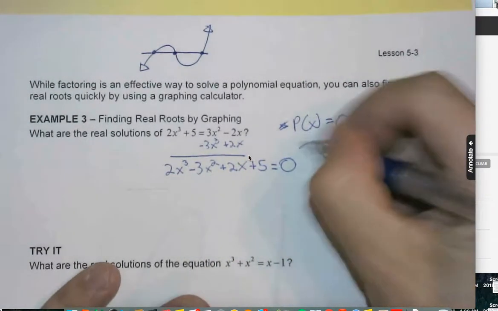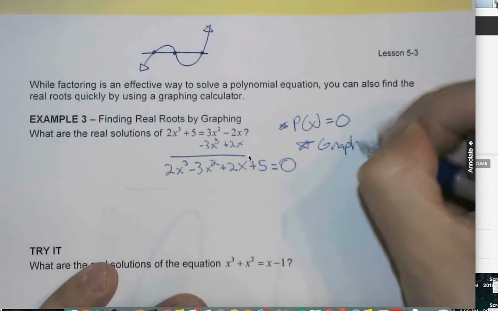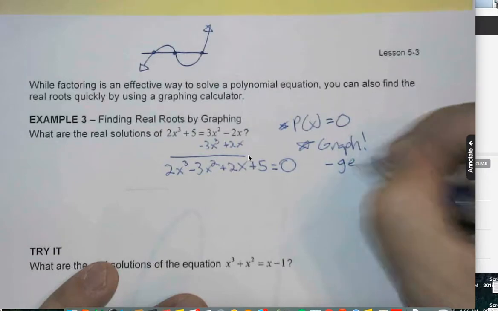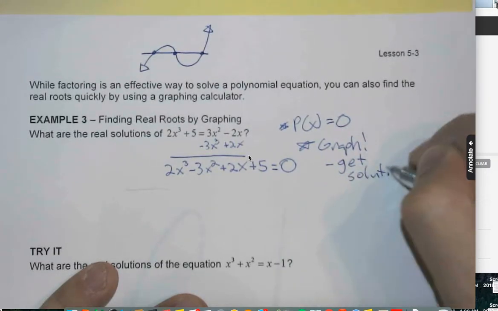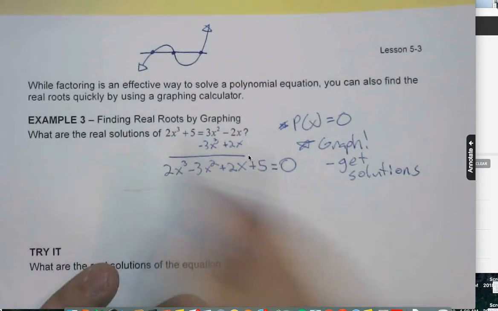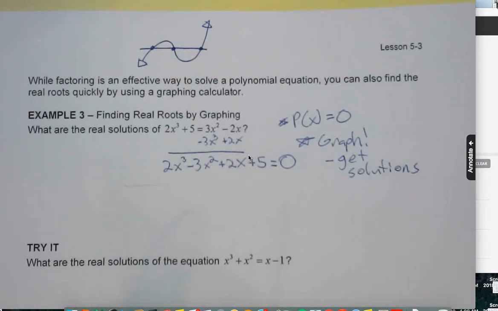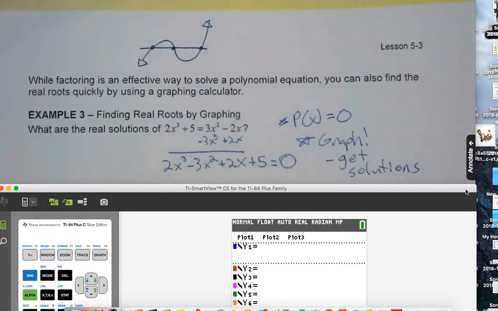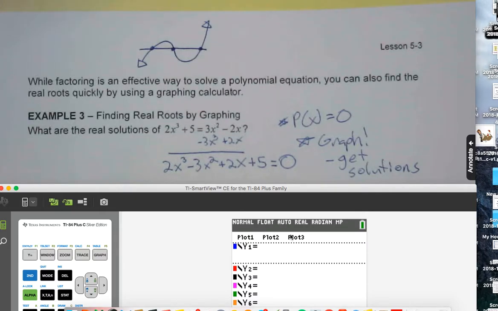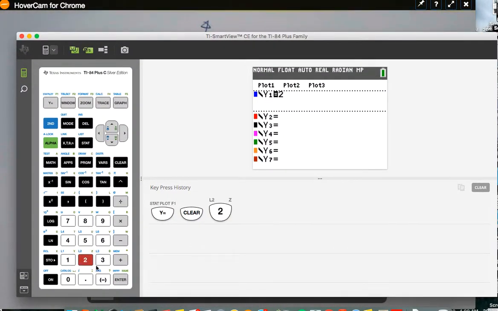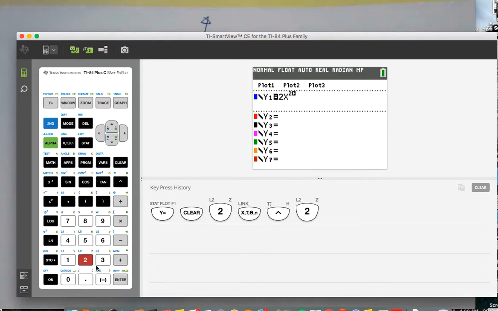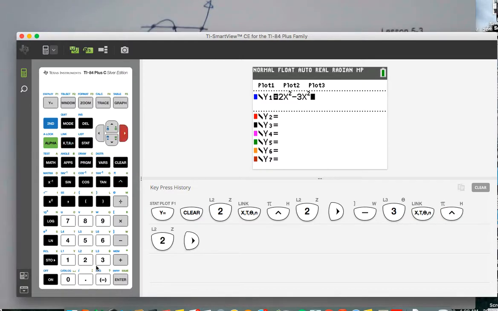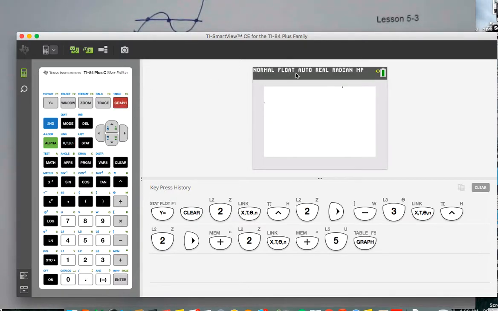So once it's set equal to 0, we can then graph this out and then get solutions, which again is our goal, because as mentioned in the context, we're trying to find the real solution. So these are definitely numbers we can get, definitely numbers that we can graph, so let's do this. So we're first graphing 2x cubed. We're then subtracting 3x squared. We're then adding 2x. We're then adding 5. So let's see what this looks like.